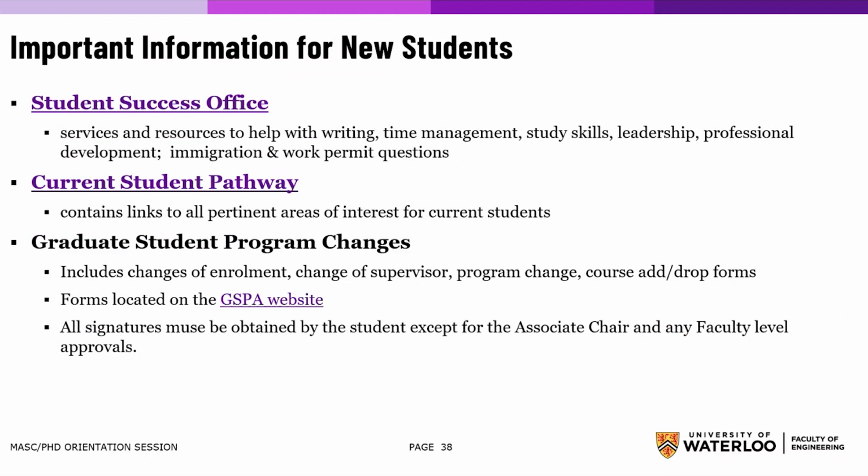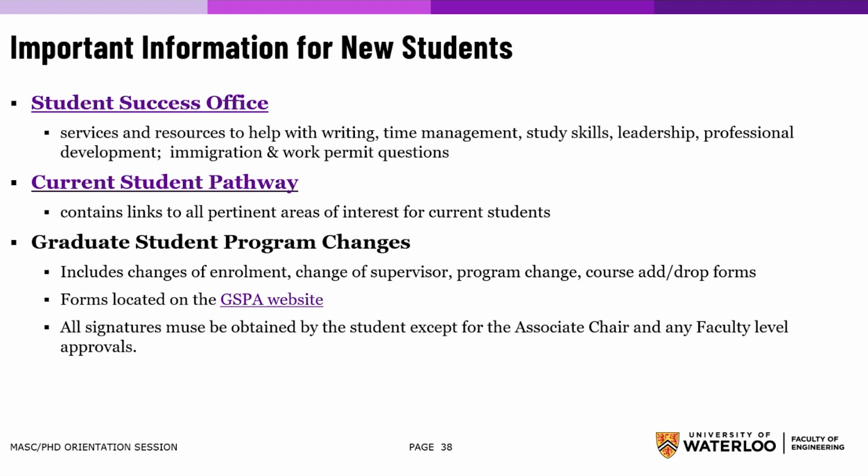Very last slide. The Student Success Office is a great resource for students. The Writing Center is there. They offer workshops on time management, study skills, and professional development. The Immigration Office is there for any international students. So if you have questions about work permits, postgraduate work permits, renewing your study permit, or getting a study permit, they can help you with that. Those people are licensed by Immigration Canada to give you that advice. So they are a great resource.